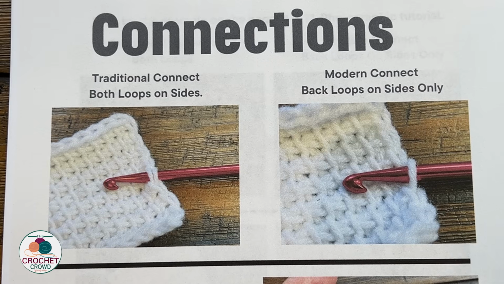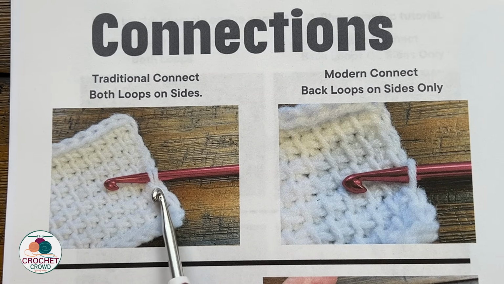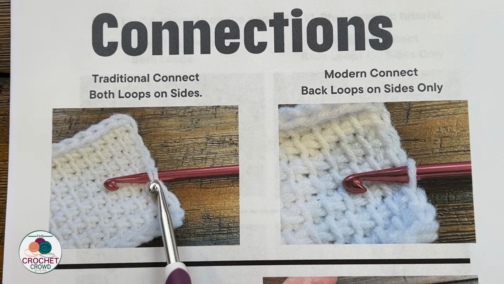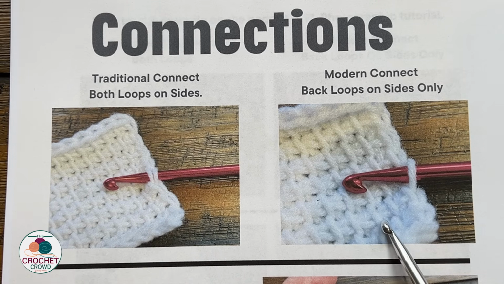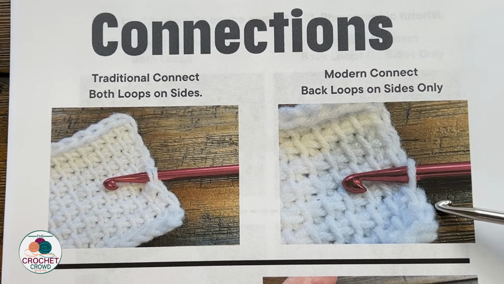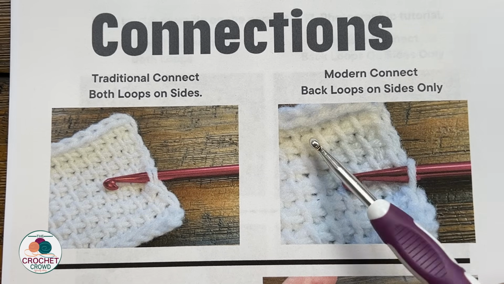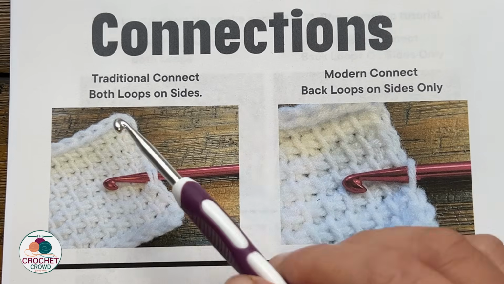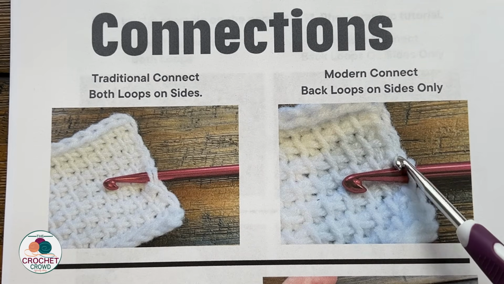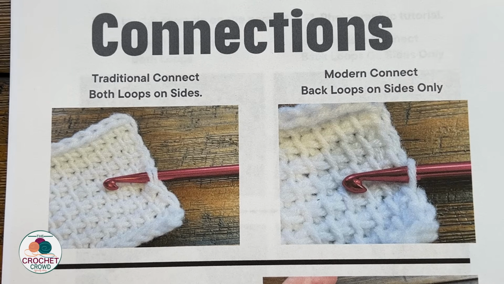So in the connections that we have, this is the traditional way where we come into the box and we grab 2 loops at the same time. This makes it tight, this makes it lumpy and not as stretchy. The modern way, which we're demonstrating today, is that you're going to use the back loops when using the side loops only, and you'll use both loops when you're on the tops, just like you do with traditional. So it's just a matter of changing your perspective on the sides here to make it more flexible and a lot nicer to look at.